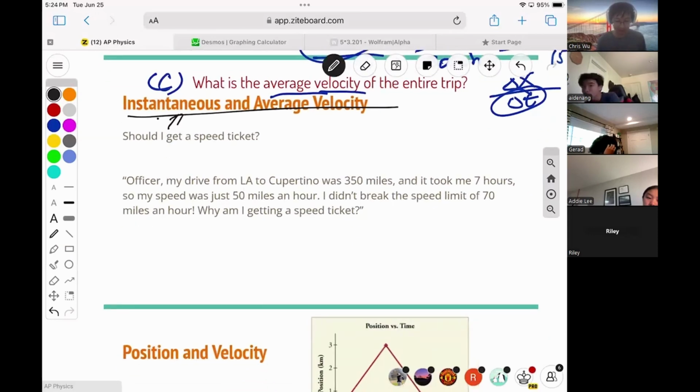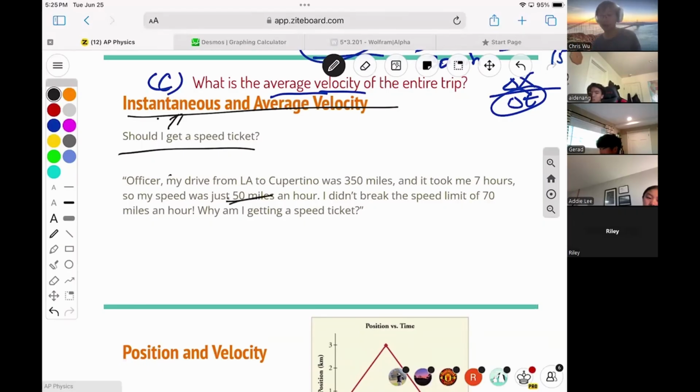So let's see here. Can I get the ticket? Officer, my drive from LA to Cupertino was 350 miles and it took me 7 hours. So my speed was just 50 miles an hour. Nothing wrong with that, right? I divided my total distance by my time, so I get the speed. I didn't break the speed limit of 70 miles per hour. Why am I getting a speed ticket? Well, because this number is what?